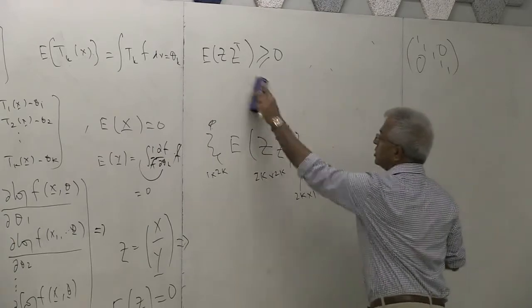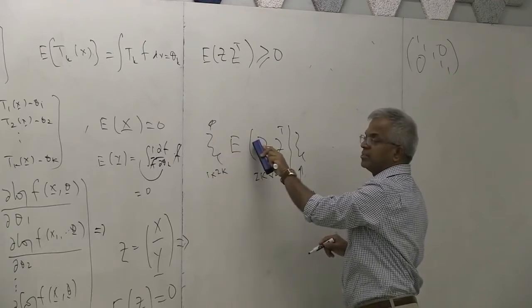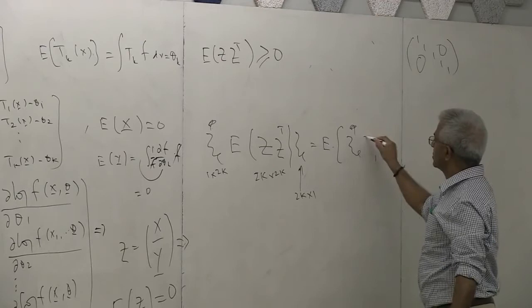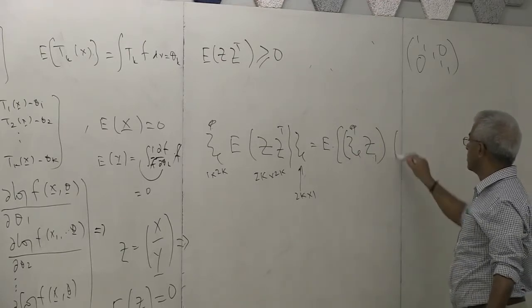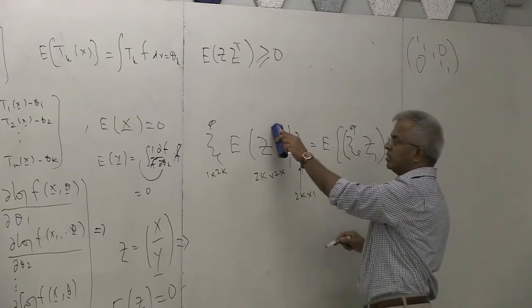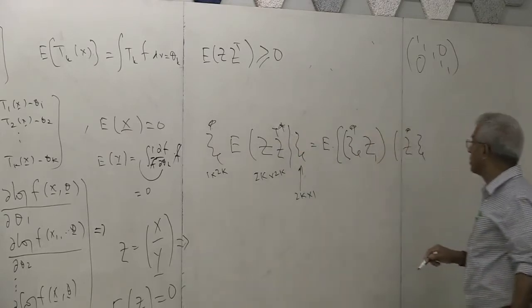Now remember, this is not random, this is random. So I'm going to take this inside. I can write this as the expected value of z star z multiplied by z star z, because z is a scalar, so whether it is a transpose or a conjugate transpose is the same.